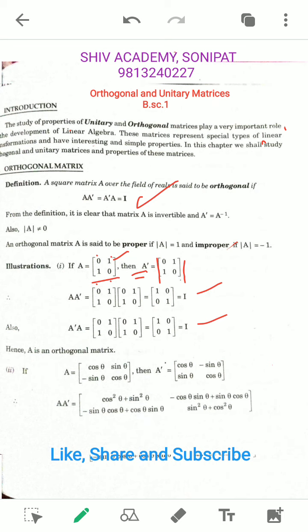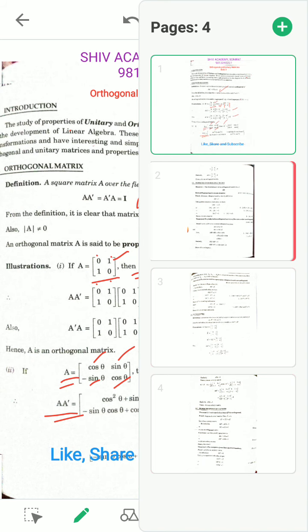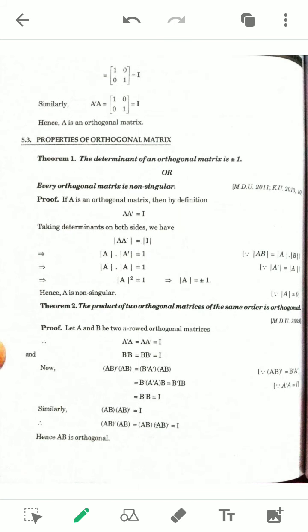Similarly, you can check this example, A equal to [[cos theta, sin theta],[minus sin theta, cos theta]]. Again, you compute A transpose, and if you multiply A with A transpose on the right, and then take A transpose on the left, again we get the identity matrix. That's why we can say that this is also an orthogonal matrix. So dear students, you must remember how we can check whether a matrix is orthogonal or not.